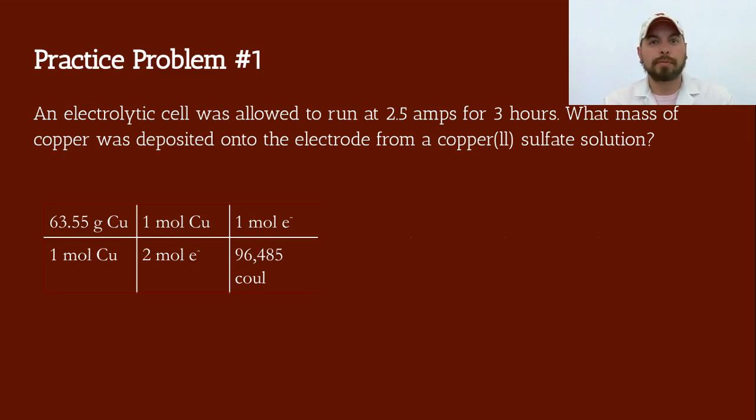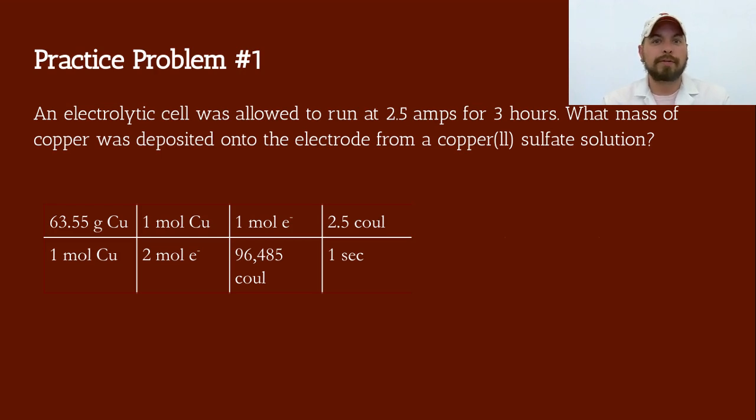I need to cancel coulombs. Luckily, I had amps. Amps, if you remember, 2.5 amps means 2.5 coulombs per second. So I'm going to multiply by 2.5 amps. I'm actually going to break that into its basic units, 2.5 coulombs per second. But now I have seconds. I need to get rid of that.